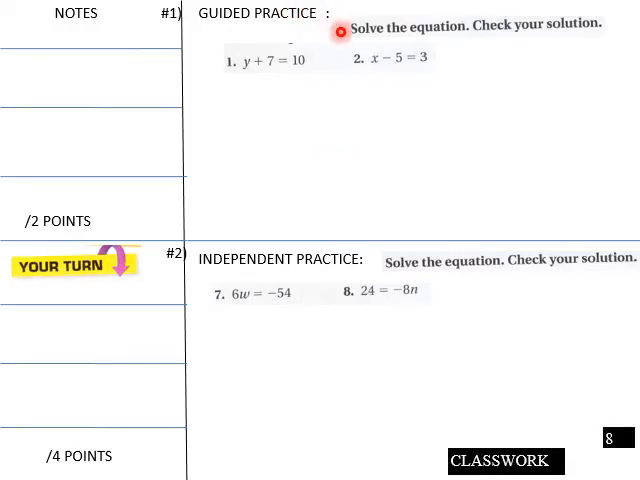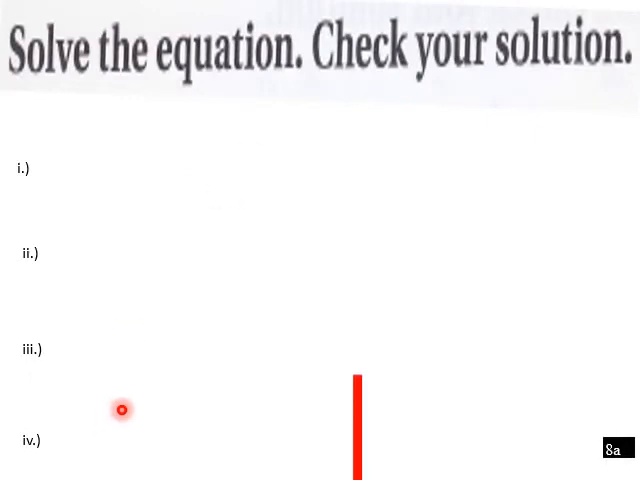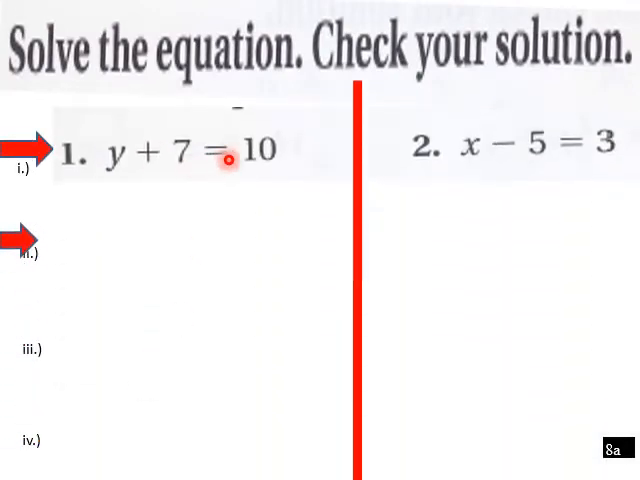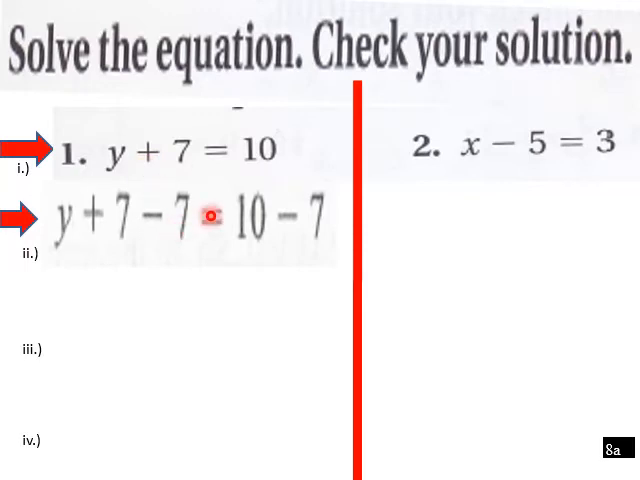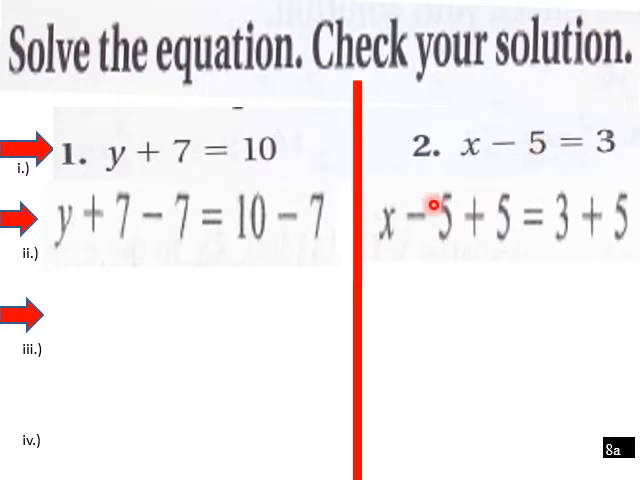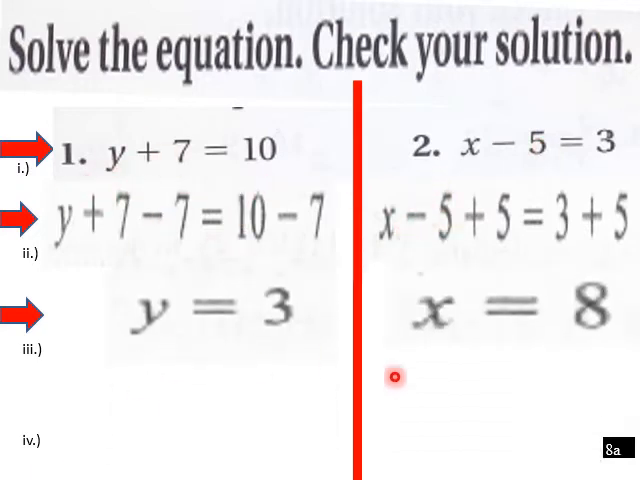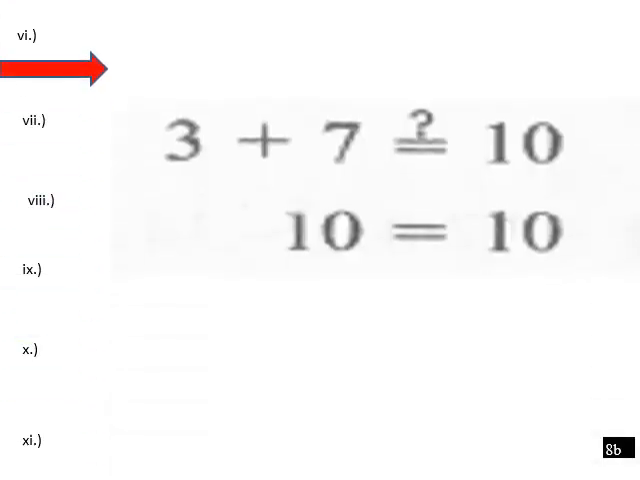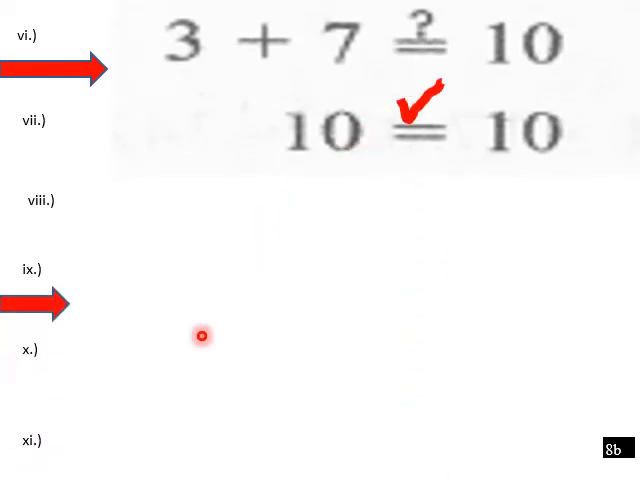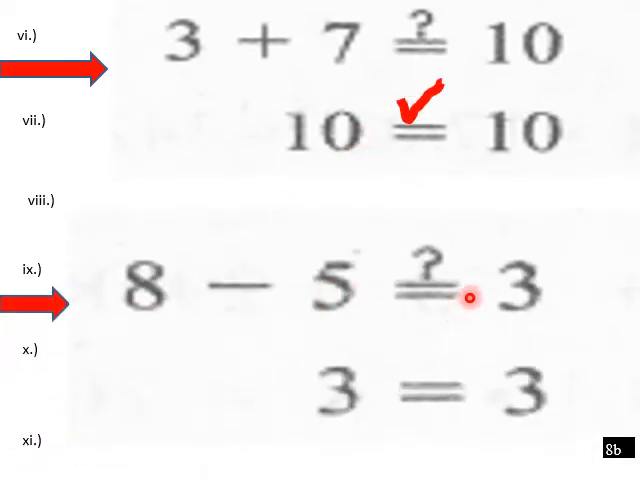Okay, at first guided practice, solve the equation. Check your solution. Students, this is yours, and we're going to do this right now in our practice. Here they are. We're going to use the subtraction property here, and we're going to use the addition property on this side here. Adding 5 and subtracting 7, we isolate our variable. Y equals 3, x equals 8, and then how would we check that? Here's the first check, it checks. Here's the second check, it checks. So, plugging in our values here.